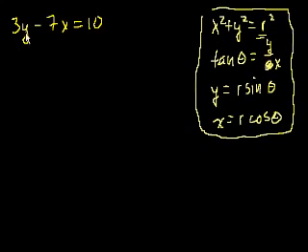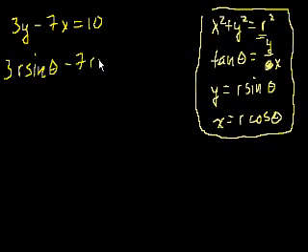So let's see, the simplest thing, we have a y and an x. We can just substitute. We know that y is equal to r sine of theta and x is equal to r cosine of theta. So let's just substitute. So 3 times y. Well, y is the same thing as r sine of theta, minus 7 times x. Well, that's 7 times r cosine theta is equal to 10. Remember, these just came from SOHCAHTOA, nothing fancier than that.